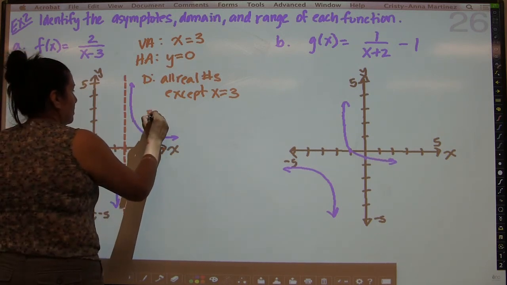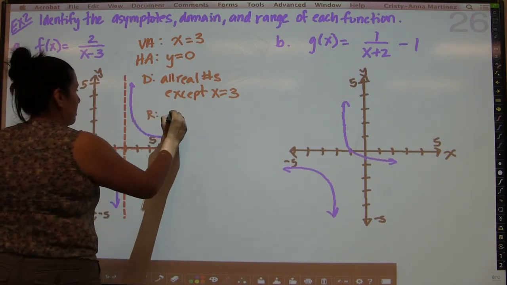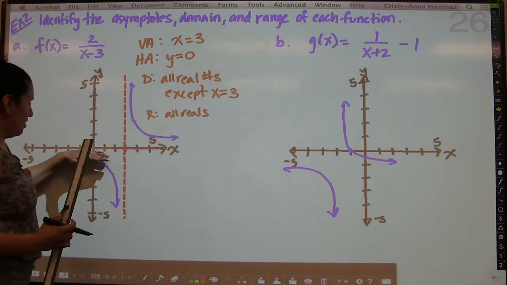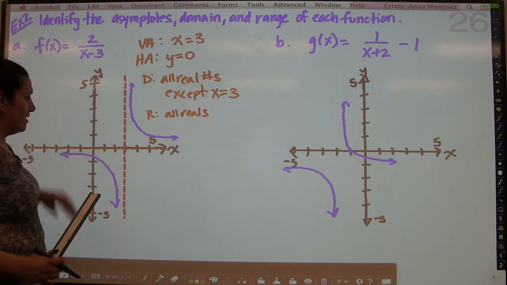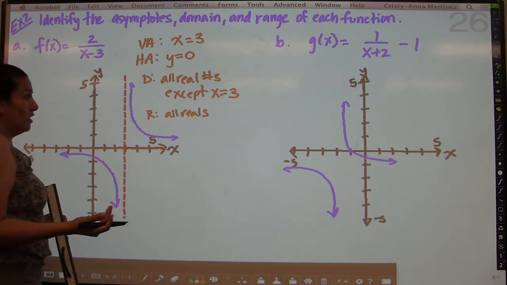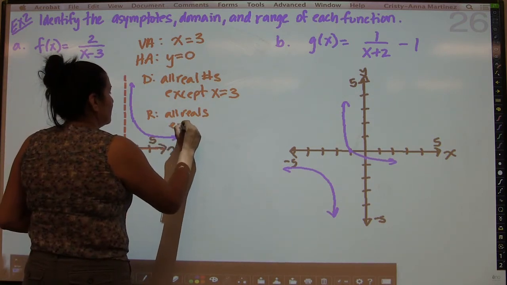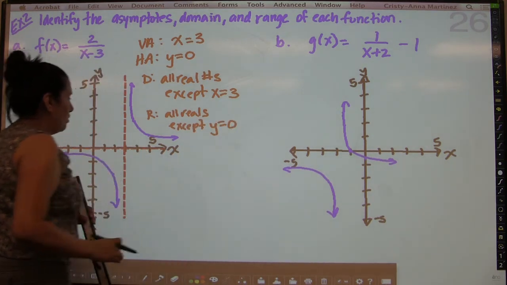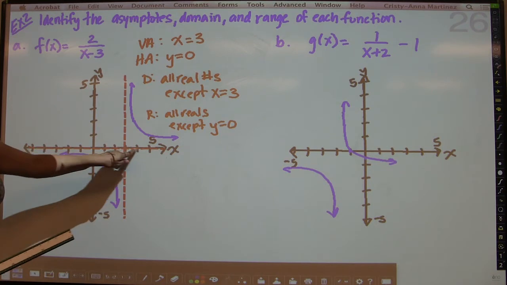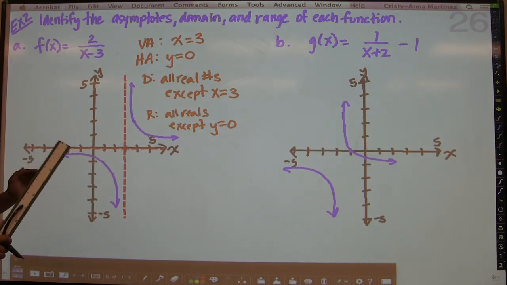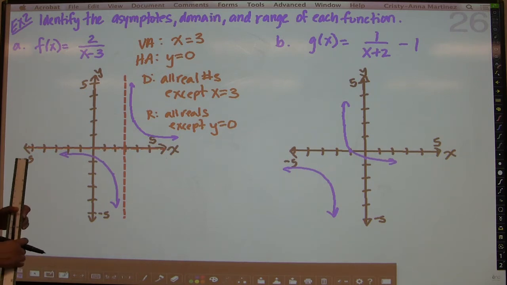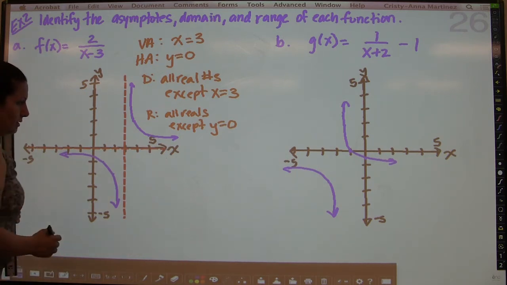Our range is going to be all reals. Again, it can be negative below the x-axis, it can be positive above the x-axis. It just can't equal 0. So all reals except y equal to 0. Y will never equal 0, which is why you have your asymptote there. So it's important for you to understand that relationship between the asymptotes and the domain and range. So now let's go to part B.